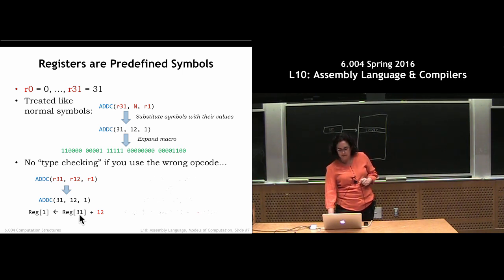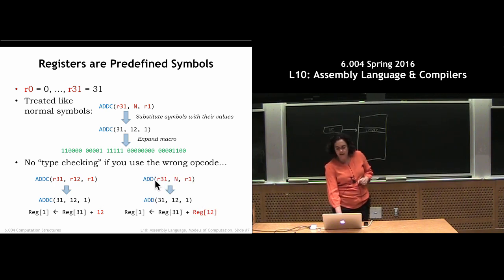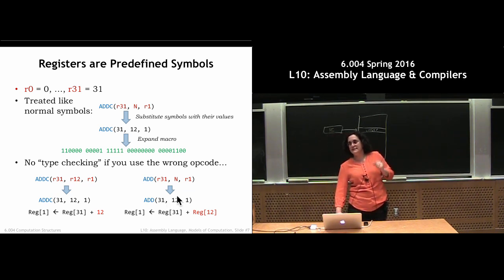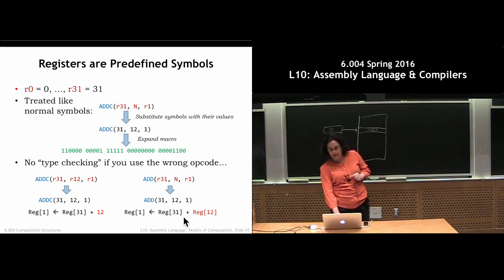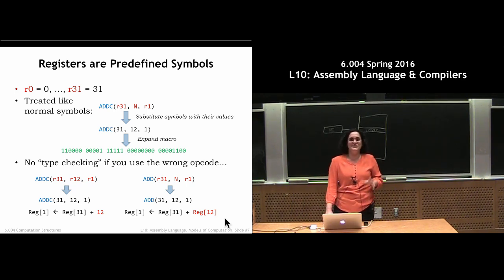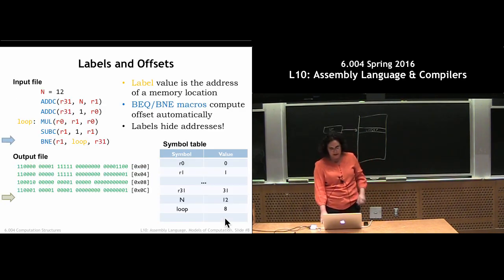Okay? Similarly, if I had an ADD instruction when I meant for it to be an ADDC instruction, then it's going to interpret this value N, which I meant to be a constant, as the index of a register, okay? And so in this case, it's going to interpret this as being the contents of register 12. So even though I meant to add the constant 12, what I'm actually doing here is adding the contents of register 12, okay? So you have to be very careful about making sure that you don't have these kind of typos in your assembly programs.